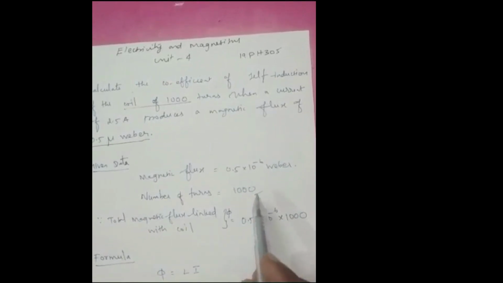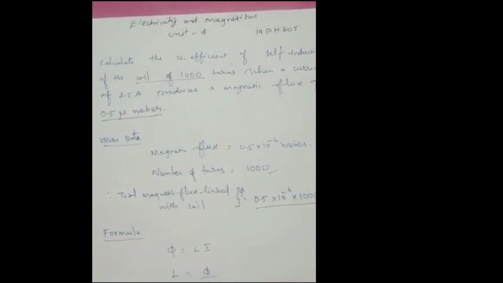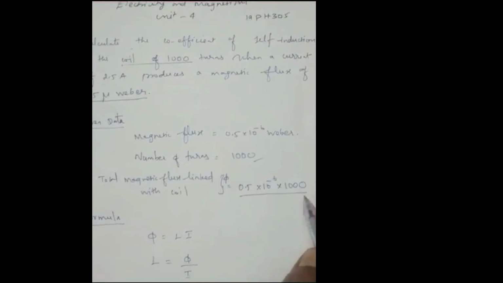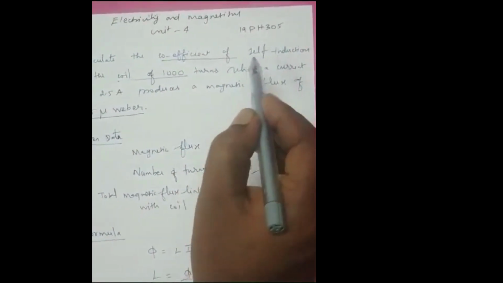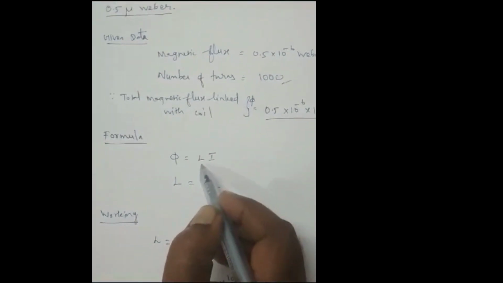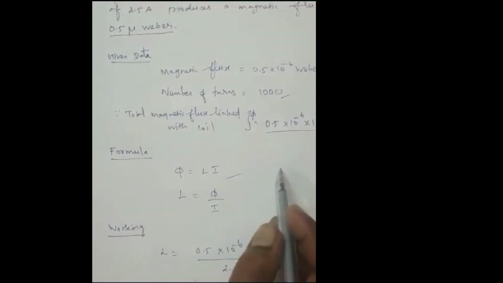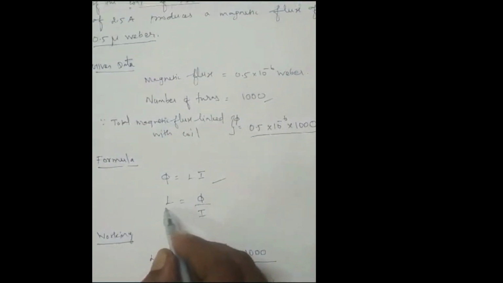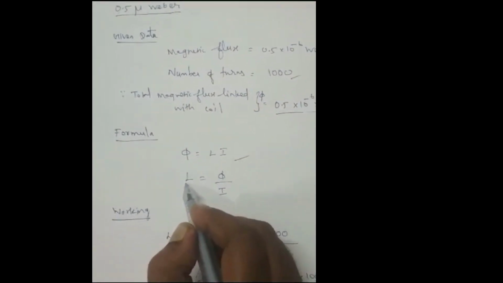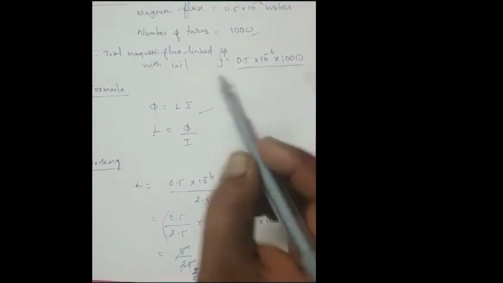So total flux is the product of the magnetic flux and the number of turns, then we have 0.5 × 10 power minus 6 × 100. What is our question? To find the coefficient of self-induction of the coil. So what is the relation between the self-coefficient and flux? That is a relation. Ultimately we aim to find L, the coefficient of self-induction. Now you find the total flux phi.